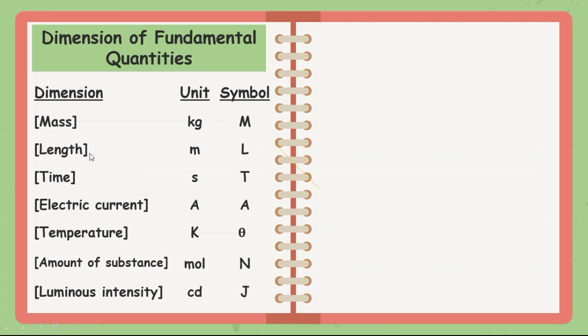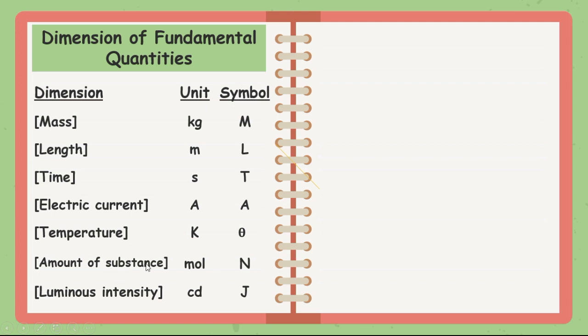Length. Length has got the unit meter, written as small m. Its fundamental symbol is capital L. Time, with a unit of seconds, s. Its symbol for the fundamental unit is capital T. Electric current, ampere. The symbol is also A. Temperature, Kelvin, but the symbol is theta.